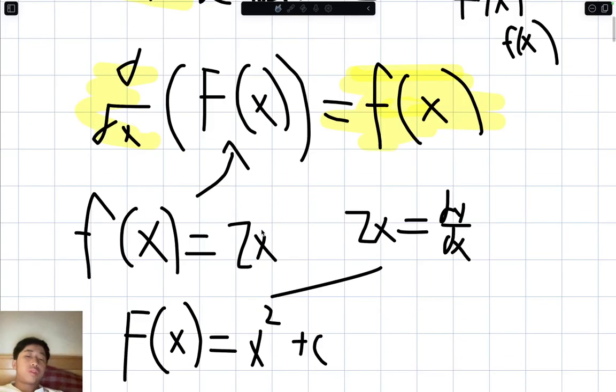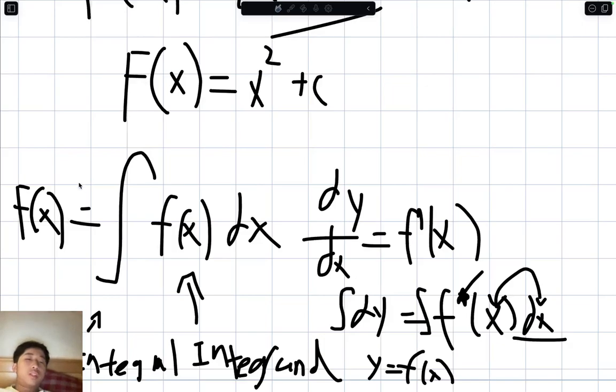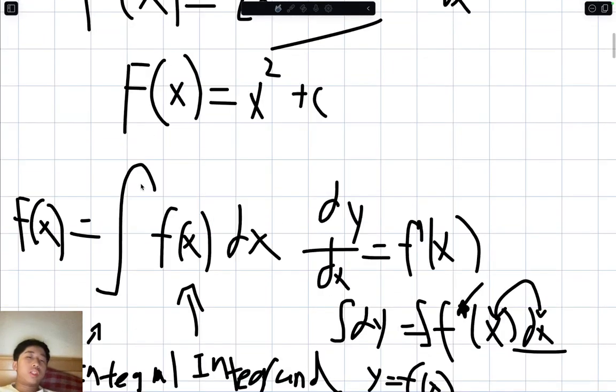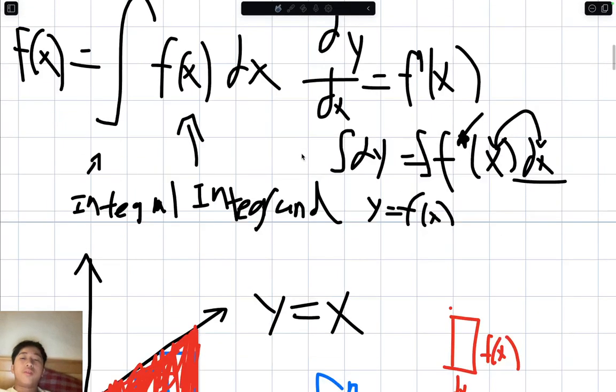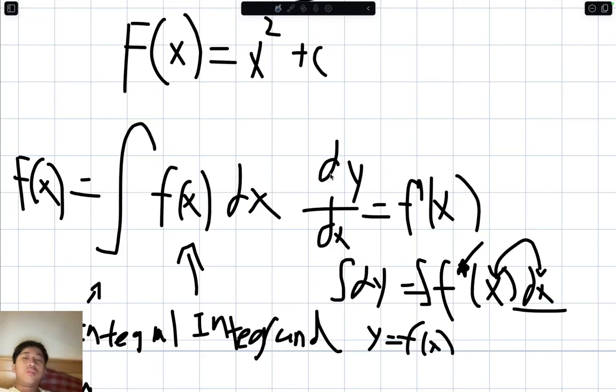Okay, so f of x, this is where we get the real notation. F of x, the antiderivative, equals the integral sign, a giant S, of f of x dx, where dx is a very small distance between x values, infinitesimally small, close to 0 in fact, and that way we get the derivative equals f prime of x, right?